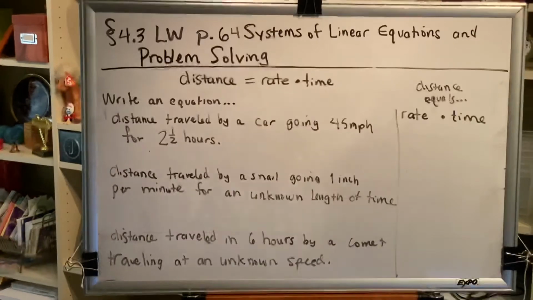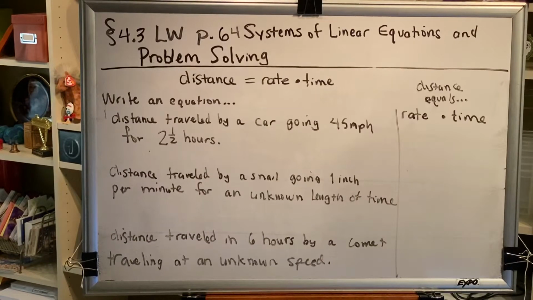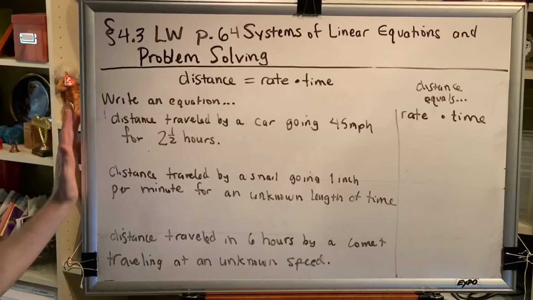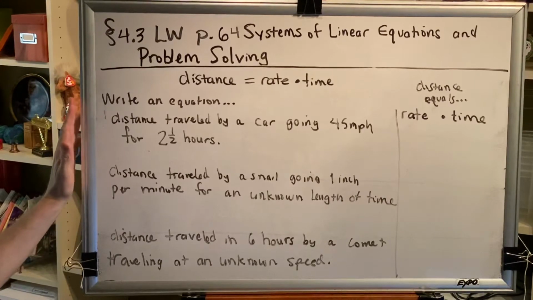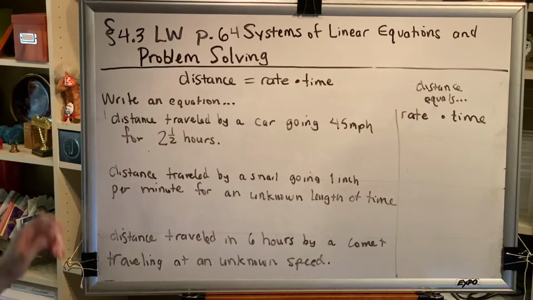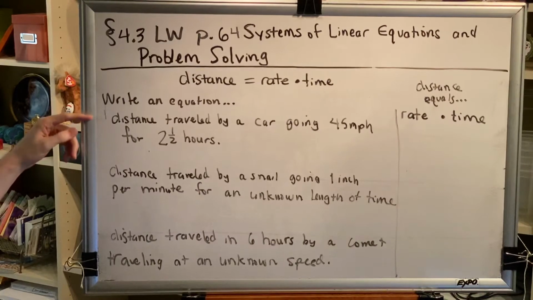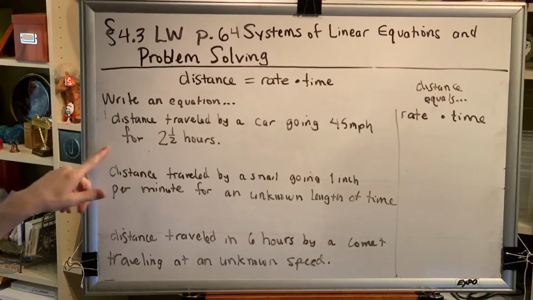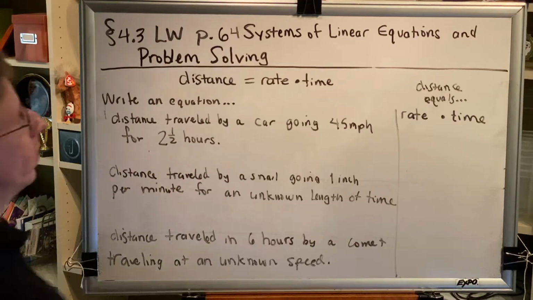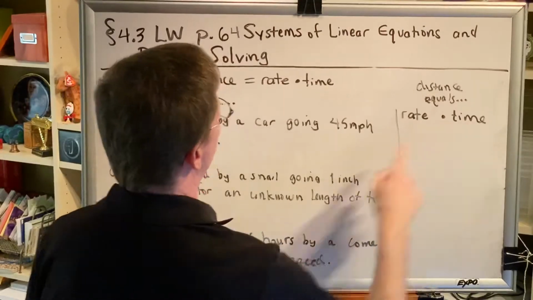Okay, this is the final skill we will need in order to be successful in Learning Workbook page 64. Distance equals rate times time. For each one of these things, we're going to write an equation that represents distance. The distance traveled by a car going 45 miles an hour for 2.5 hours. Well, distance equals rate times time.